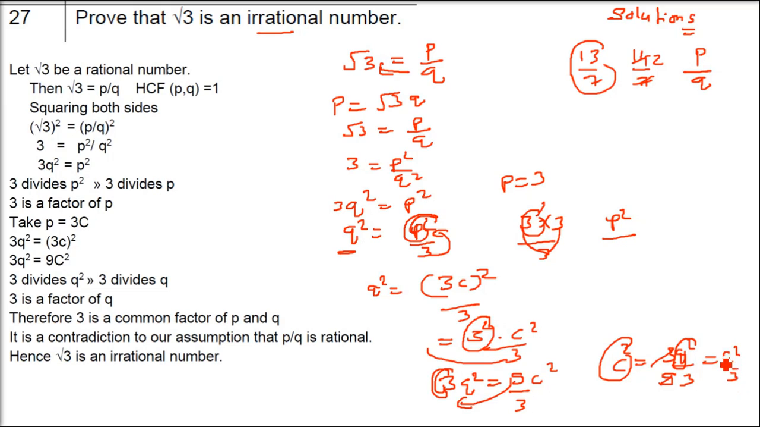Previously we proved that 3 is a factor of p. Now we proved that 3 is a factor of q also. So when p has a factor of 3 and q also has a factor of 3, that means the coprime which we assumed was wrong.